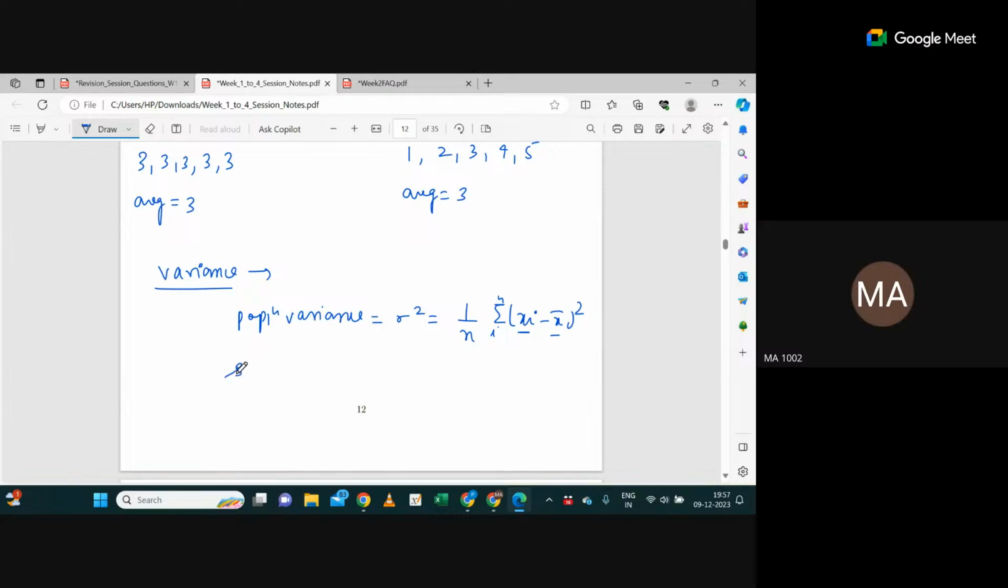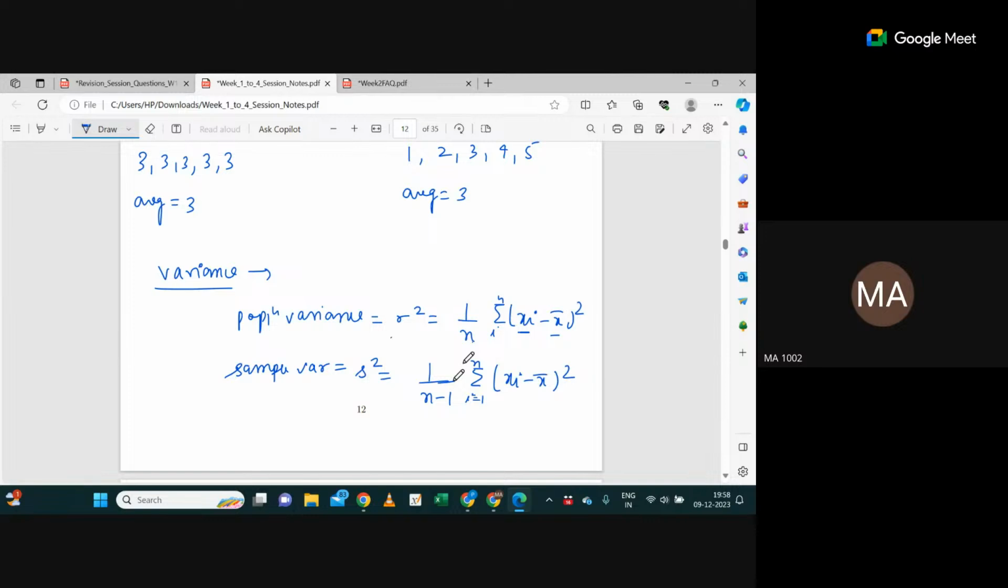Okay, and another is sample variance. The notation for it is small s square, which is 1 upon n minus 1, summation of xi minus x bar square. So the only difference between population variance and sample variance is n and n minus 1. In a question, it will be clearly mentioned whether you have to compute the population variance or sample variance. Why these are different, and the logic behind unbiasedness and degree of freedom, is something we are not going to study here.